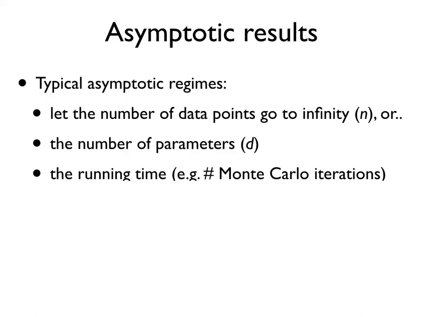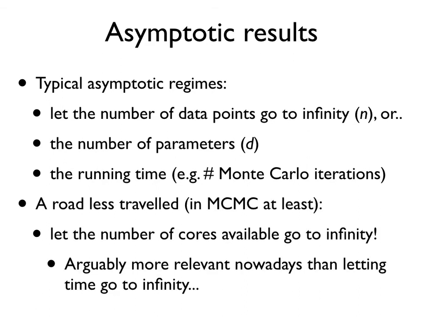Now, the consequence of this non-asymptotic result is that it opens the door to a different direction for asymptotic analysis. Typical asymptotic regimes used in parallel tempering include letting the number of data points go to infinity, small n, or letting the number of parameters go to infinity, d, or letting the running time, i.e. the number of Monte Carlo iterations, go to infinity. A road less traveled, at least in MCMC, is to let the number of cores available go to infinity. And arguably this is more relevant than letting the time go to infinity.